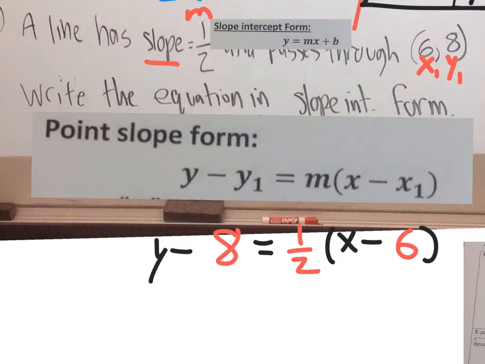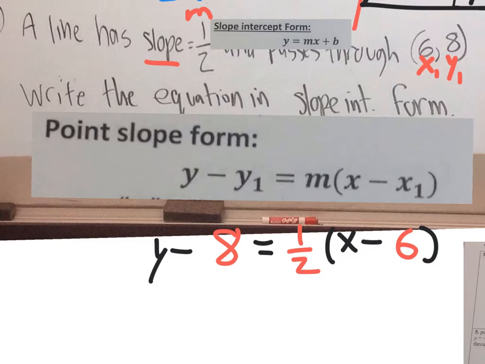Okay. So, what I need to do is rewrite this equation in y equals mx plus b form. Does y equals mx plus b have any parentheses? The answer is no. Does y equals mx plus b have a minus 8 right next to the y? Absolutely not. So you want to get rid of the parentheses and you want to get rid of this minus 8. So the best thing to do would be to get your 1/2 and either get rid of the 1/2 or distribute the 1/2. I'm going to distribute the 1/2.